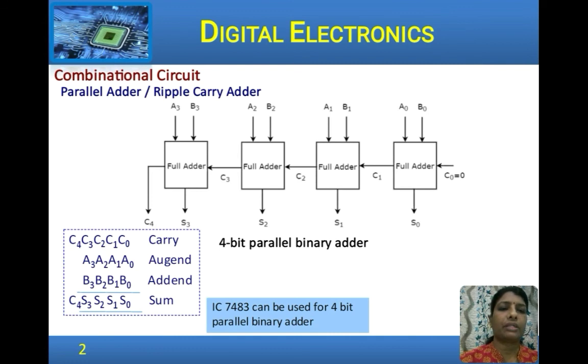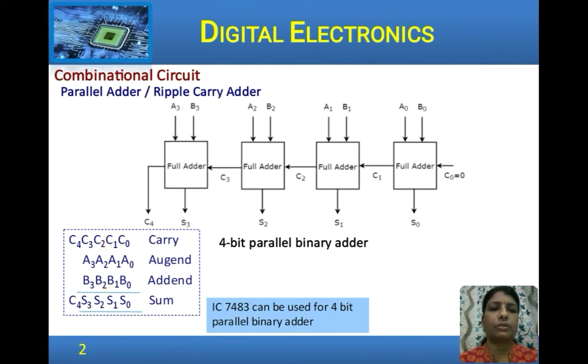Next, let us have a look at the 4-bit parallel binary adder. As given here, the augend and the addend are A and B with 4 bits each: A0, A1, A2, A3 and B0, B1, B2, B3. On addition, first A0, B0 with the carry C0 which is made 0 is added. We get the sum S0 and the carry C1. The carry goes to the next stage and it is added with A1 and B1. We get sum S1 and carry C2, and carry C2 is given to the next stage.